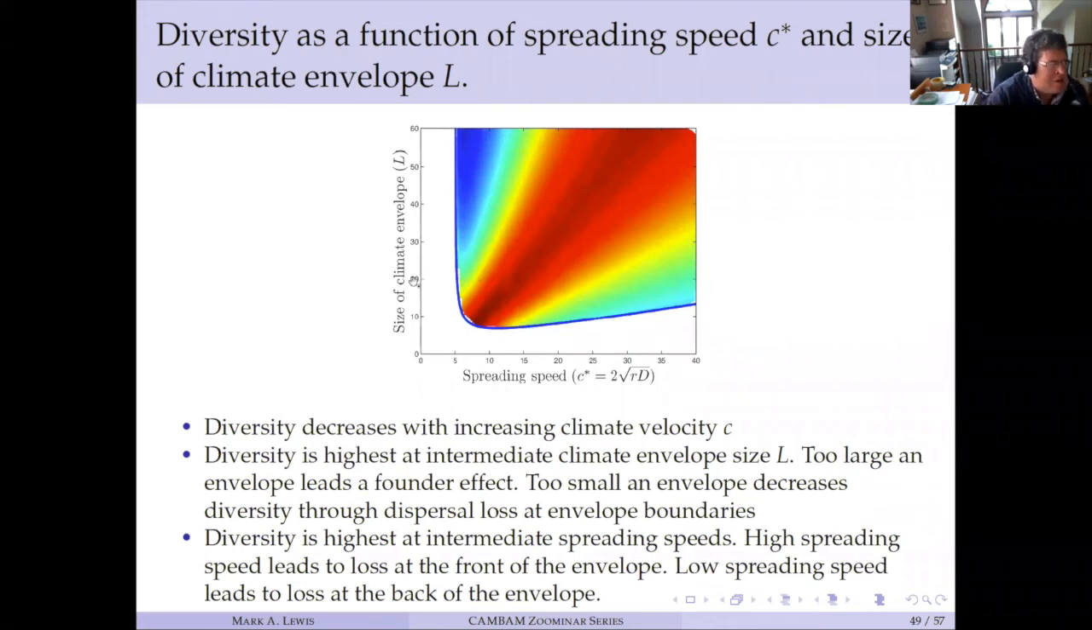And we can do the same thing if we fix the size of the envelope and then change the spreading speed for the population. When the spreading speed is too low, it falls below the climate change speed, and so there's no persistence. Then initially there's low diversity, and at intermediate spreading speeds there's higher diversity, and at very high spreading speeds it's lost again. We think of high spreading speed leading to loss at the front of the envelope, and low spreading speed leading to loss at the back of the envelope.